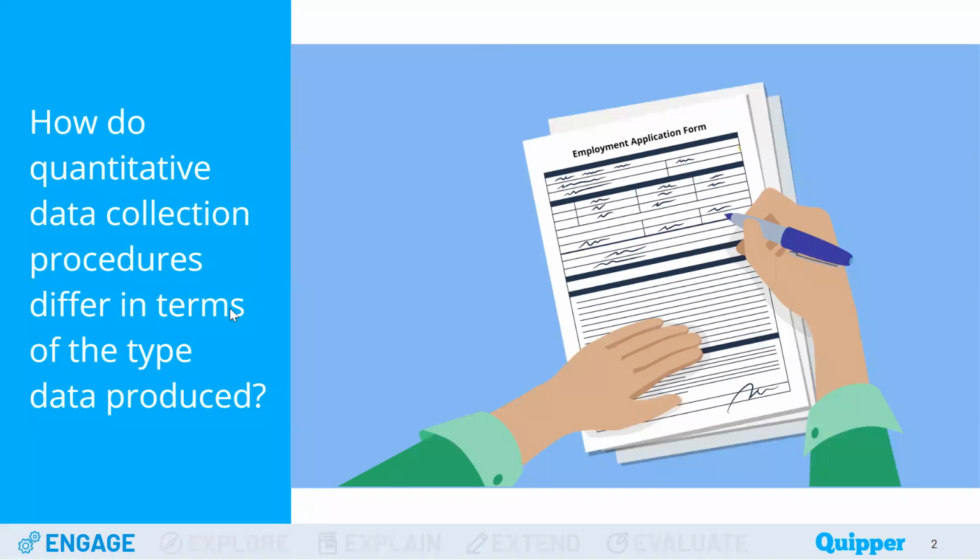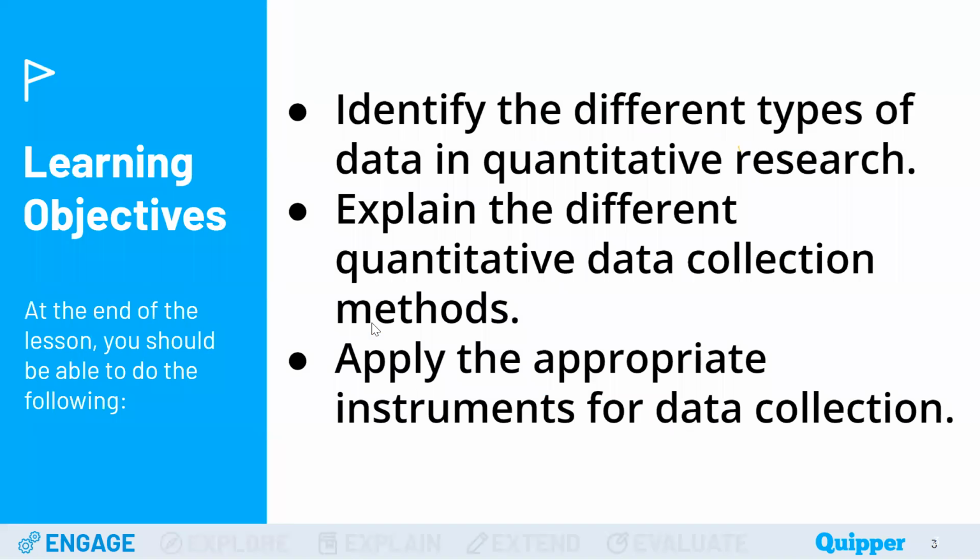Okay, so how do quantitative data collection procedures differ in terms of the type of data produced? Okay, so yung mga data na in-expect natin, depende yan sa how do we collect yung data natin. So at the end of this discussion, we should be able to identify the different types of data in quantitative research and explain the different quantitative data collection methods and then apply the appropriate instruments for data collection.